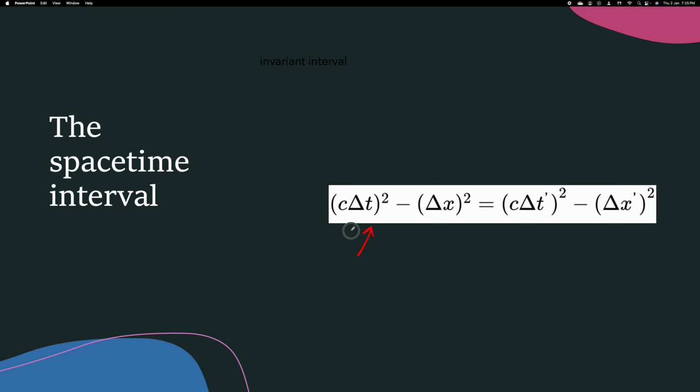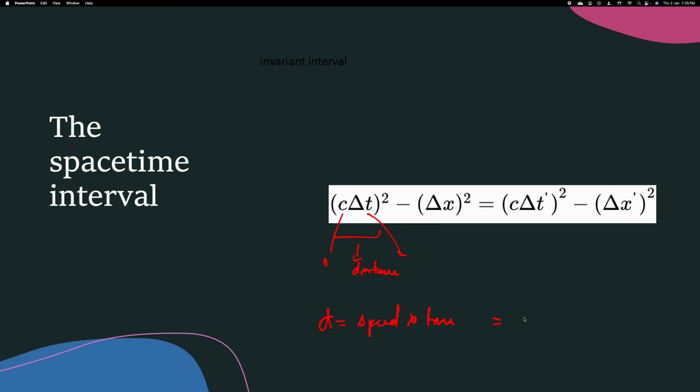You can see that some quantity squared minus some quantity squared, right? And what are these quantities squared? These are distance quantities. How is that a distance quantity? c is nothing but the speed of light and t is the time period. Yes, it is a distance quantity because you know distance is equal to speed times time.